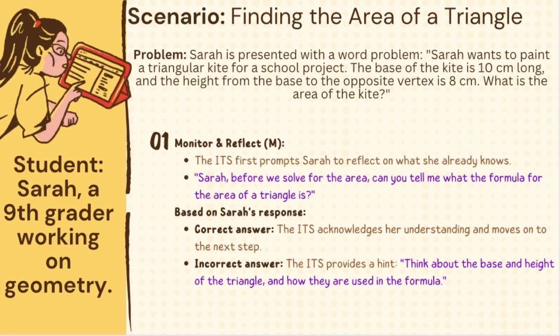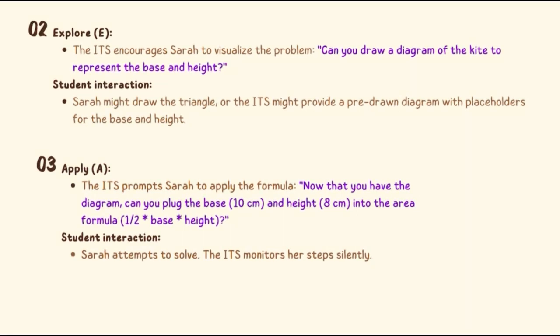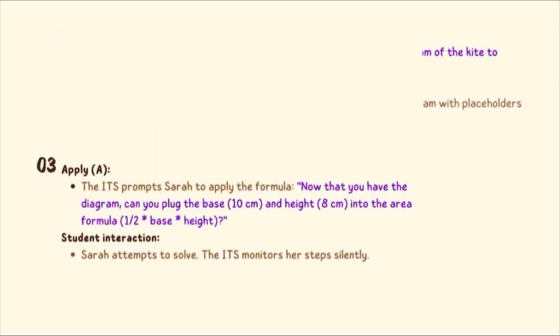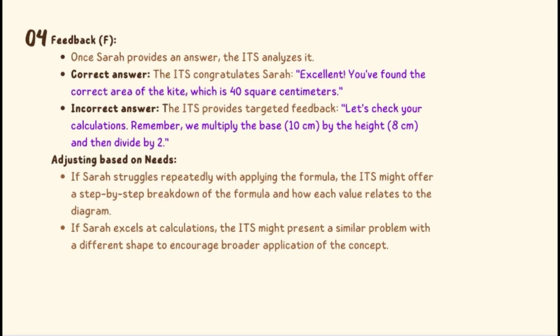If the entered formula is correct, it will move on to the next step. If the entered formula is incorrect, it will provide a hint. And then it will ask Sarah to draw a diagram of the kite to represent the height and base. And then it will ask her to apply the value of base and height into the area formula. If the calculations provided by Sarah are correct, it will provide positive feedback. If the answer is incorrect, it will check the calculations and provide the needed guidance.